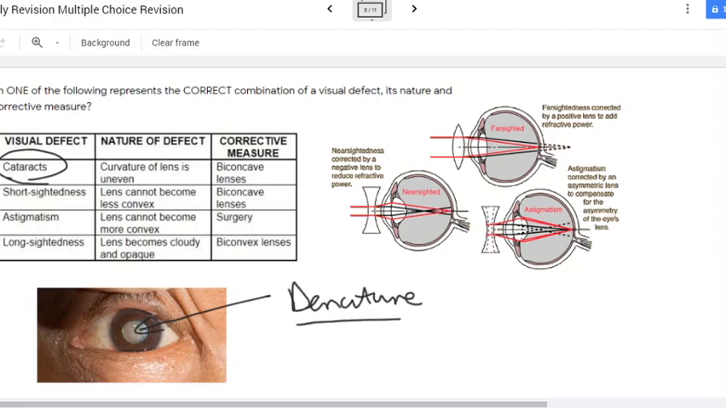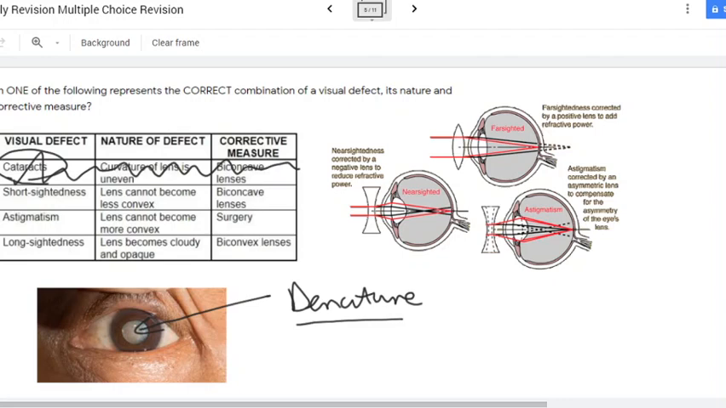inside the lens. And that's why it becomes cloudy, similar to how egg whites go from clear to white when you cook them. The same happens to the proteins inside the lens, and it's normally because of things like certain fatty acids like cholesterol inside your body, inside your blood, that causes this. So that can't be right. Okay, so that immediately takes that one out of the equation.